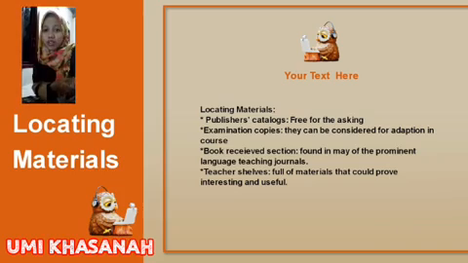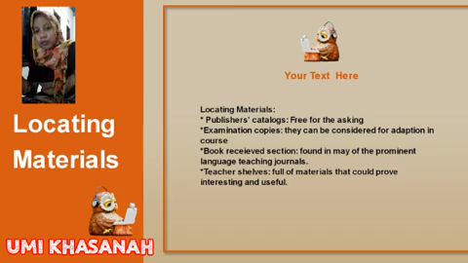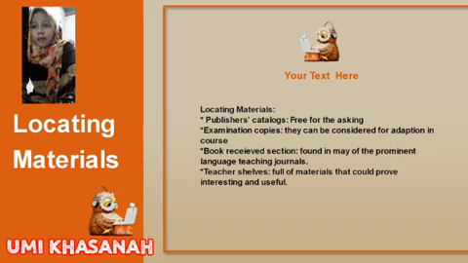There are three sources of information you can get that can help in finding existing materials that might be suitable. They are publisher catalogs, the second is the book review section of journals, and the last is teacher services.